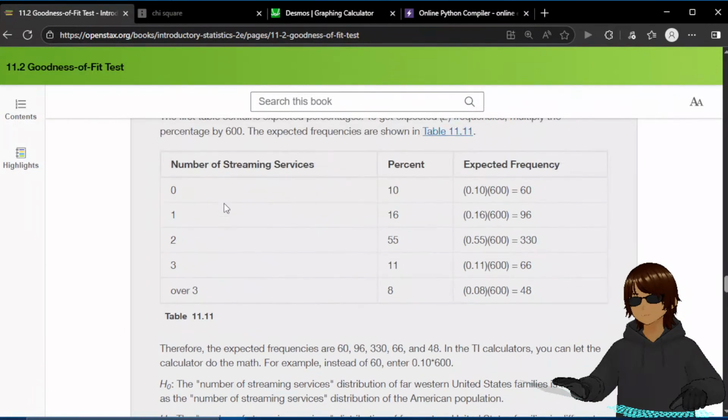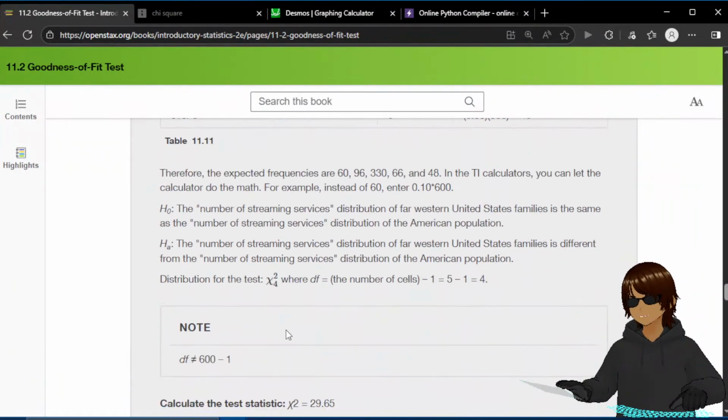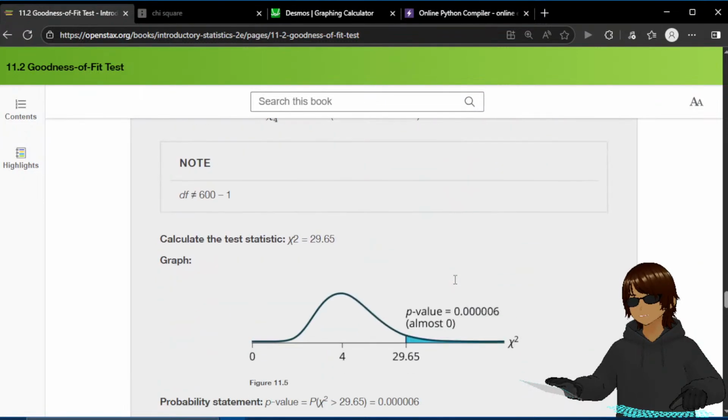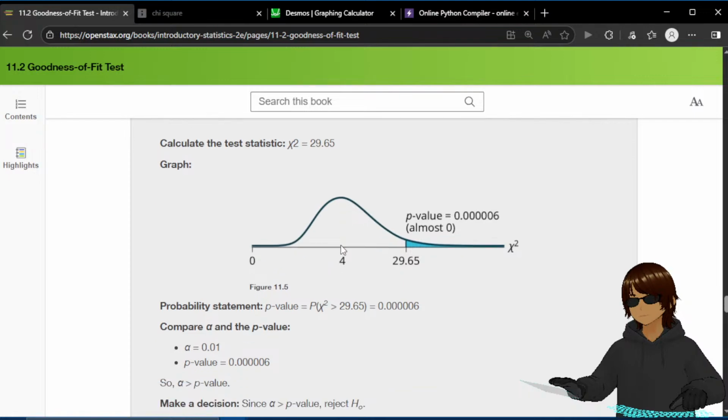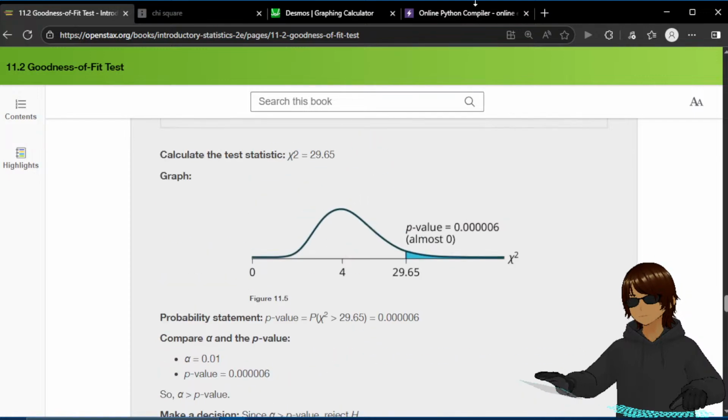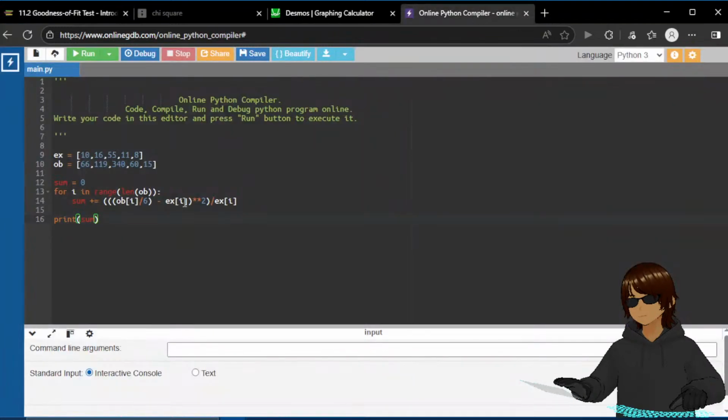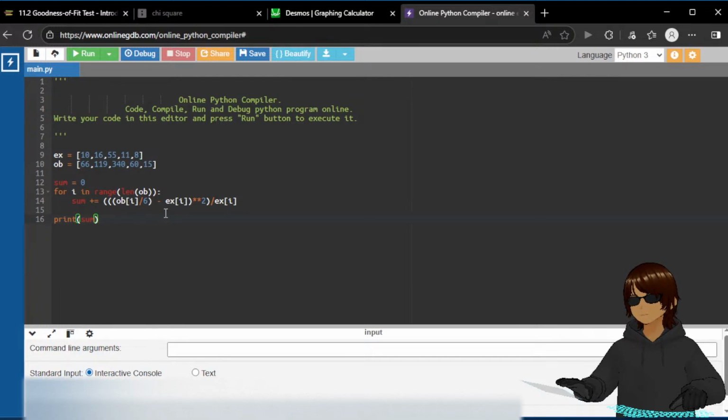And since there are 5 observed values, then we have 4. 29.65. So what is the mistake here? It is 66 divided by 600, but I'm also going to be multiplying it by 100, right?